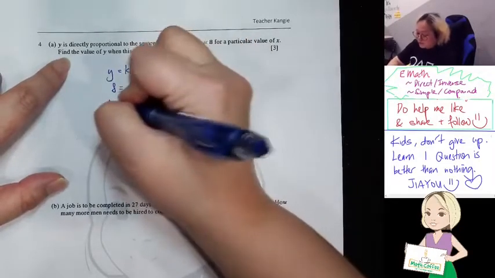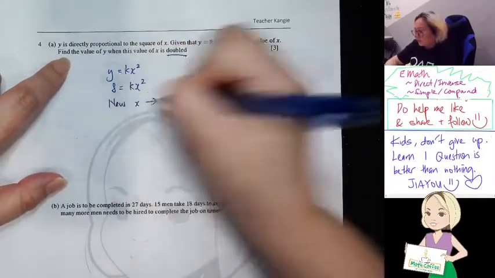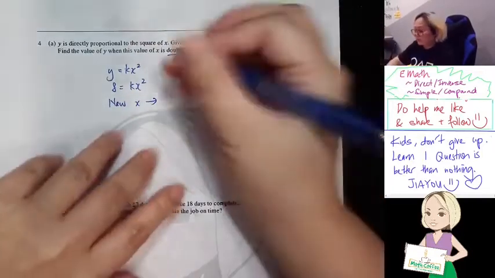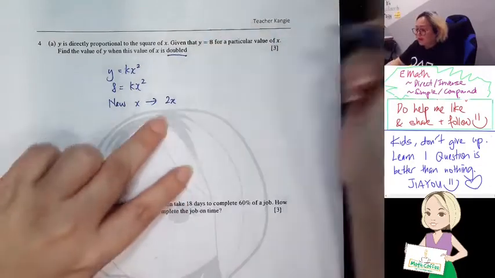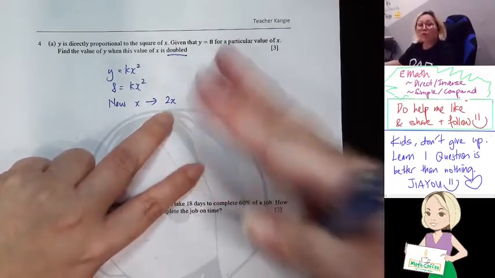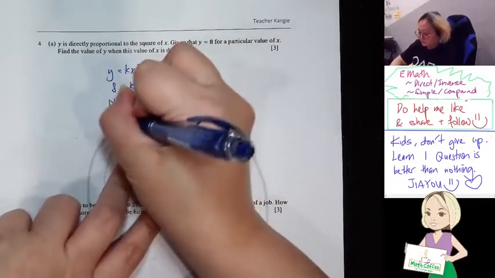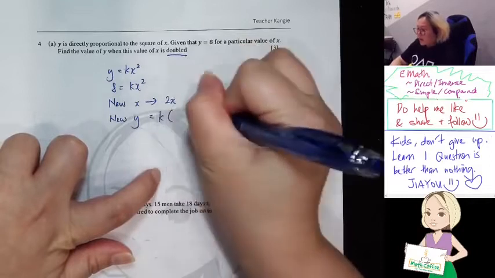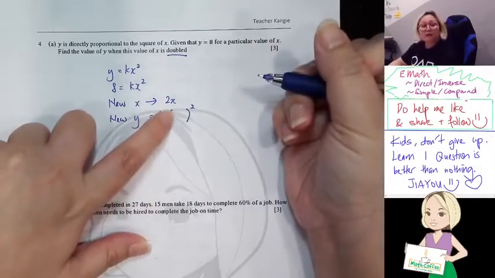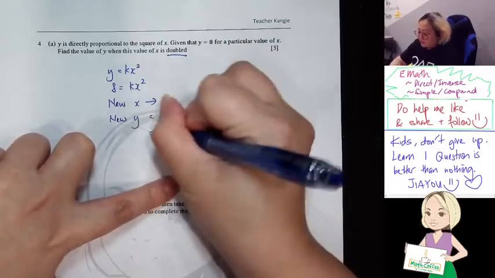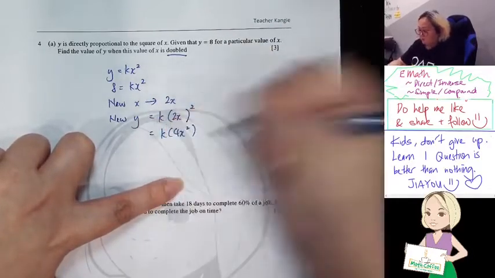So let's find out what my new x is. Just now my x is x. Now the new x, because it is doubled, will be x times 2. So now my new x becomes 2x. With my new x, I will have my new y. Using the same formula, kx squared, and this time round the x is 2x, so put it inside the bracket. So you will have k(2x) squared, which is k4x squared.